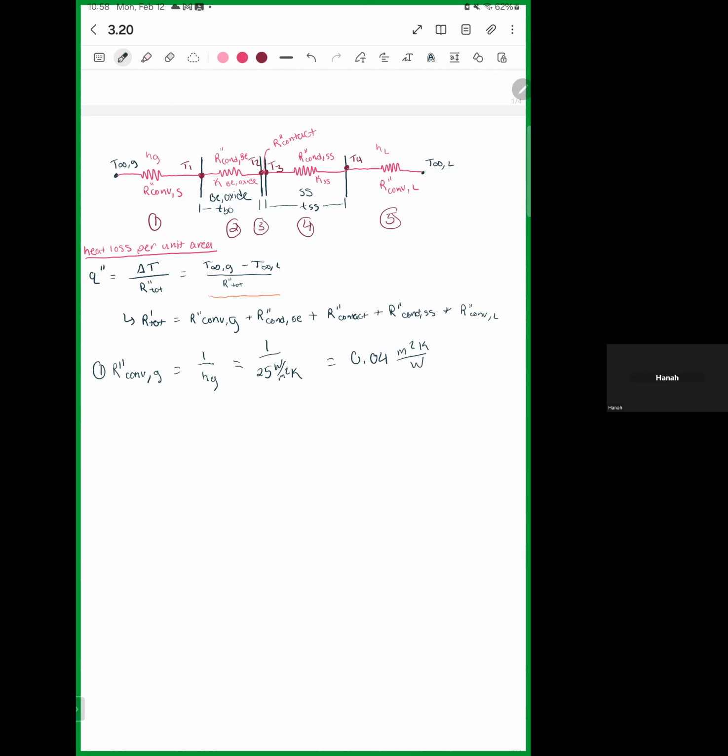And we'll also go through number 2 for conduction. So we have R double prime conduction, and this is in the beryllium oxide.